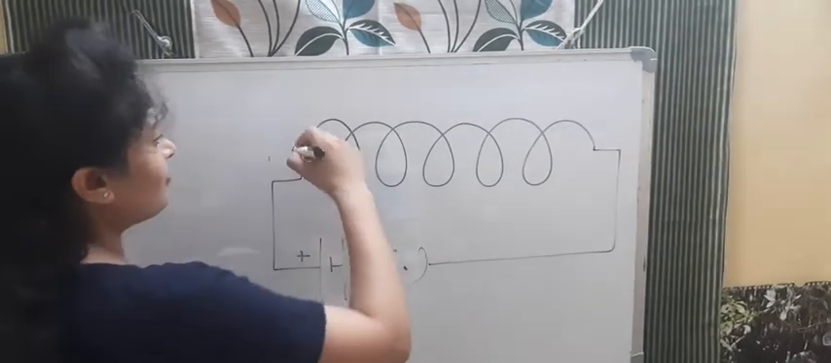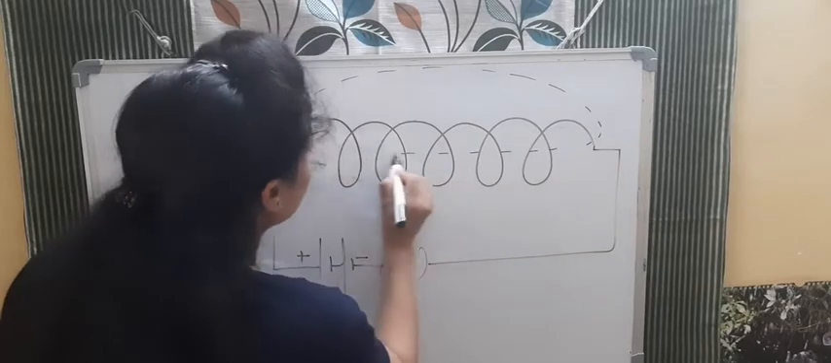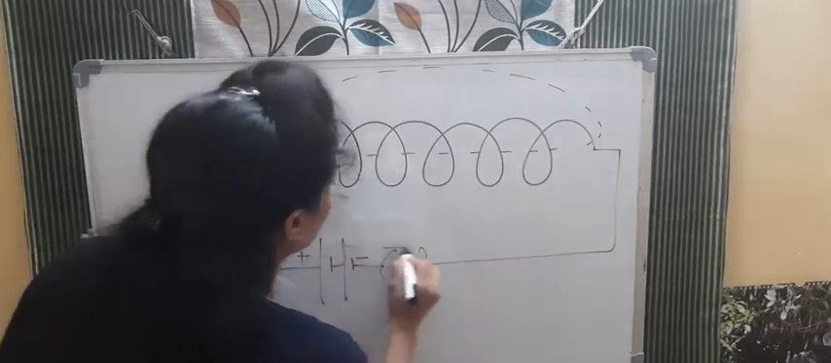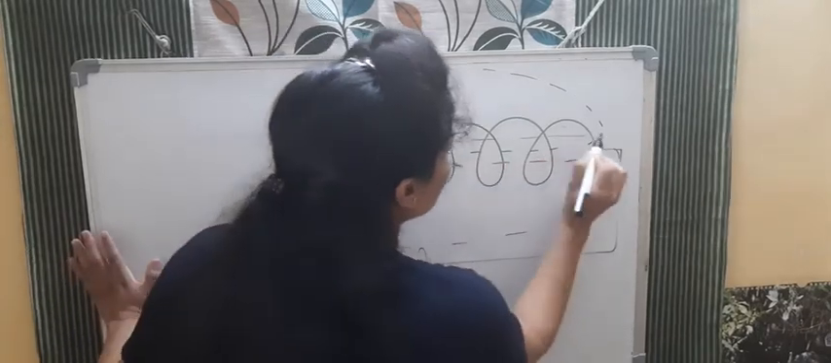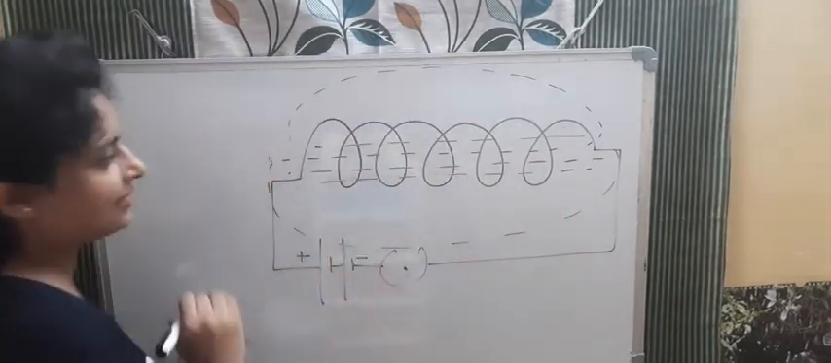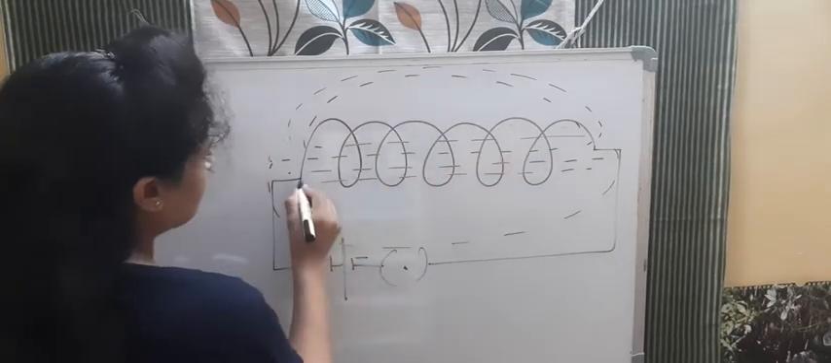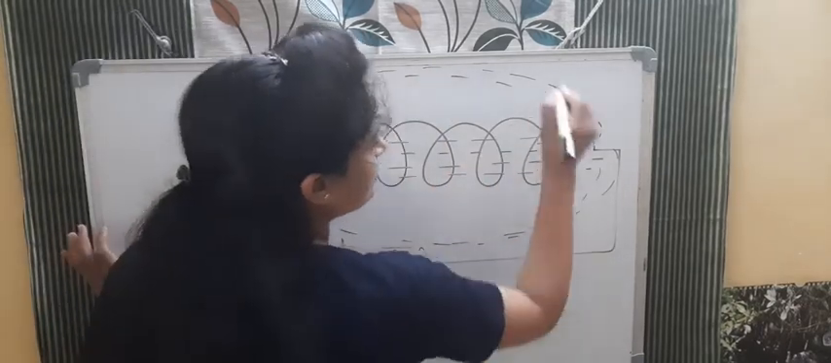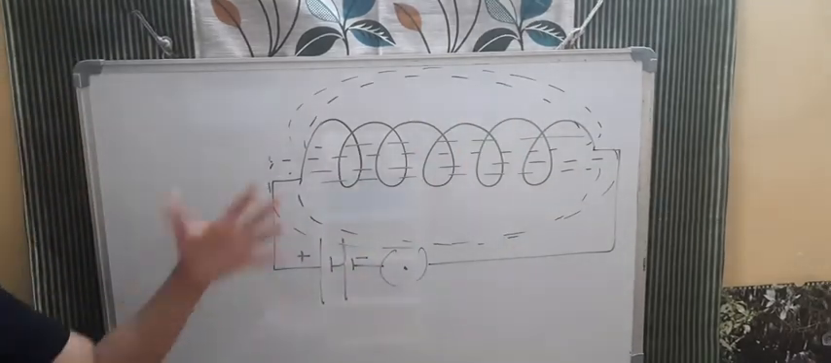So the pattern is very beautiful. The pattern will be like this. These kinds of patterns will come. Inside the solenoid we will observe there is a uniform magnetic field inside, and outside the pattern is like this. They are closed, continuous. This kind of shape will come, magnetic field lines.